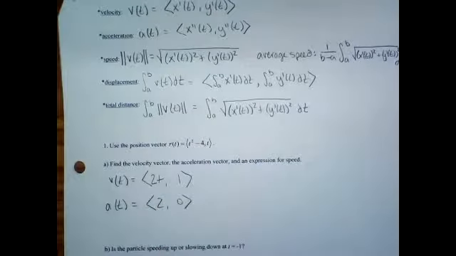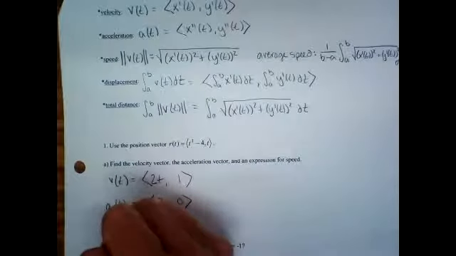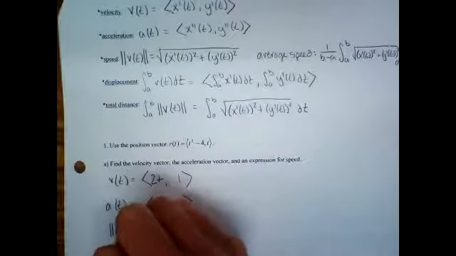I was worried we wouldn't get the 0, but good. Derivative of a constant would be 0. And then the other thing they asked for was speed. So that is our magnitude of velocity.